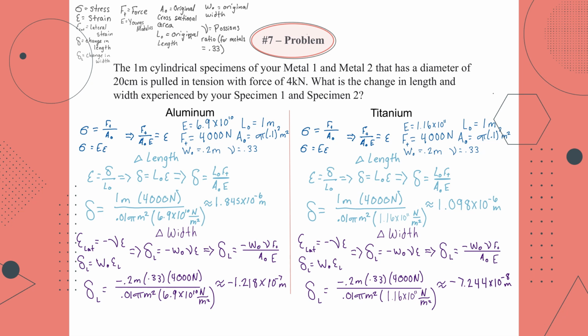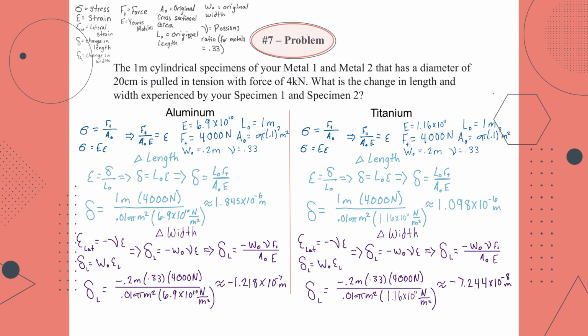If we combine these formulas, we arrive at a formula for lateral deformation equal to the negative of original width times Poisson's ratio times force divided by original cross-sectional area times Young's modulus. If we substitute our values into this equation, we find that the change in width of our aluminum specimen is approximately negative 1.218 times 10 to the negative 7 meters.